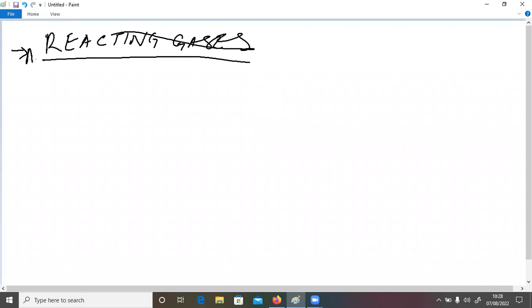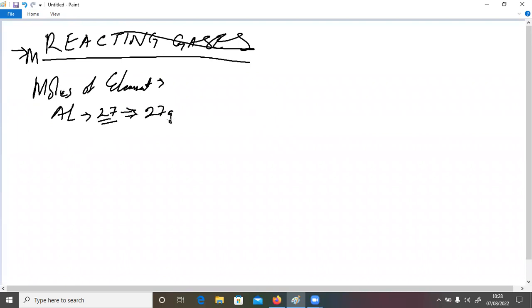We started with moles of simple elements, which we mentioned. If I have an element, consider aluminium, it has a relative atomic mass of 27, or if I convert this to grams, 27 grams. 1 mole of aluminium will always be equal to 27 grams. Or if I have 27 grams of aluminium, I know this is equivalent to 1 mole.